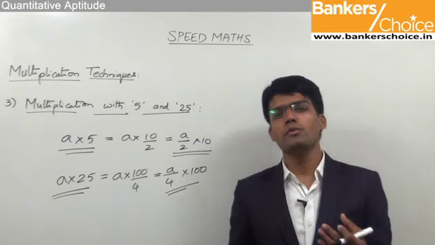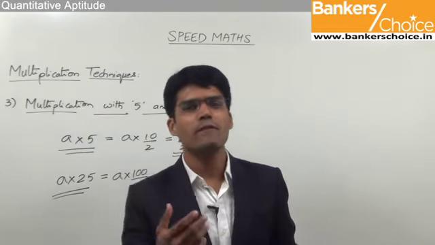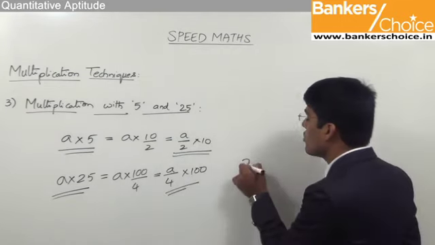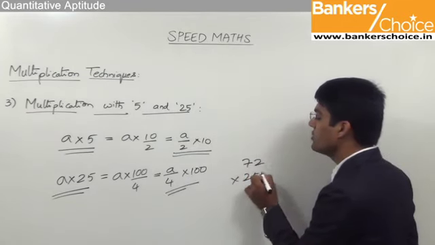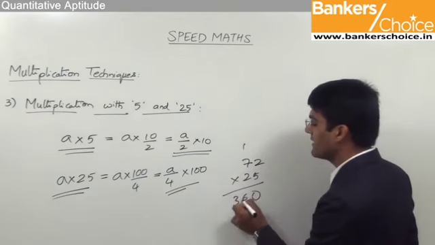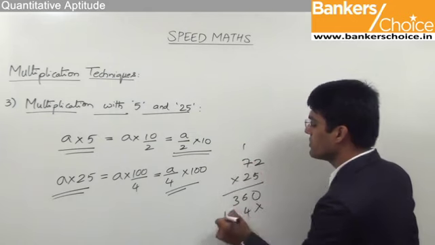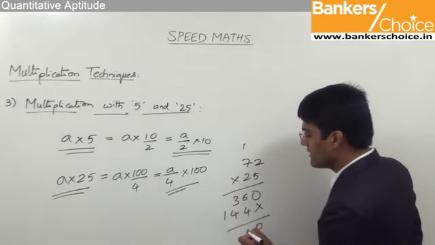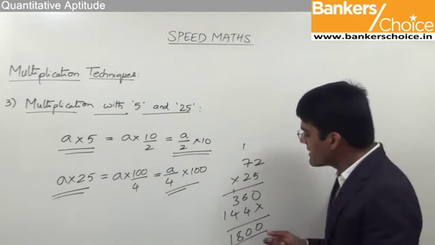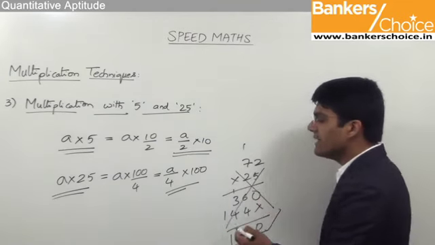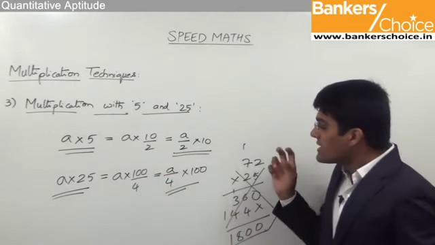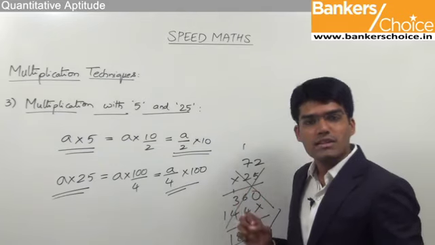Similarly, 72 into 25. I know that 72 by 4 is 18. So I can directly say that answer is 1800. Otherwise, I will have to go for the regular method. That is 72 into 25. 5 into 2, 10. 5 into 7, 35 and 1, 36. 2 into 2, 4. 2 into 7, 14. So 0. This is again 10, 8 and 1, 1800. So as you can see here, answer is correct, but the procedure becomes very lengthy once you compare with this method.